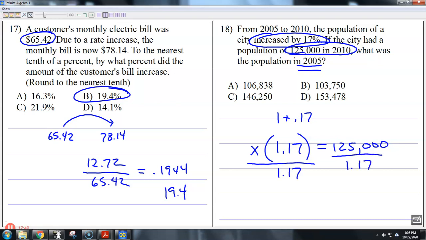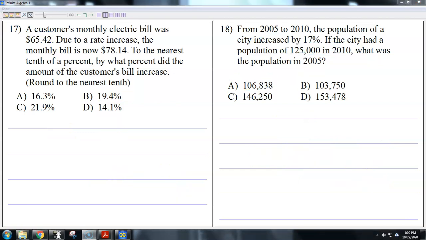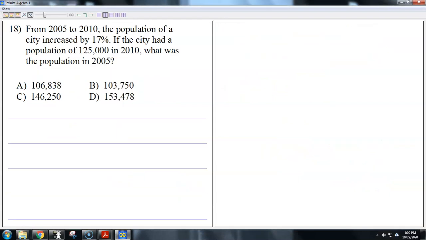It's very important figuring out if the number is the newer number or the older number. That's huge. So 125 G's divided by 1.17, 106,837-ish. We'll call it 838 when we round. A. What else we got here? Oh, looks like that was it.